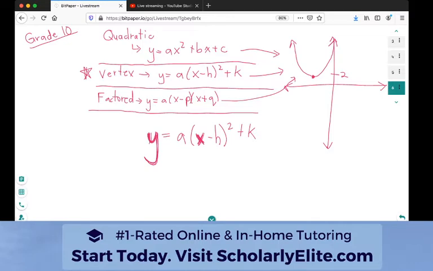So the A, we know this tells us the direction of opening, and it also tells us whether or not we're going to have a maximum or a minimum, and we're going to discuss that in more detail in the next slides, but this is just kind of a general overview here.